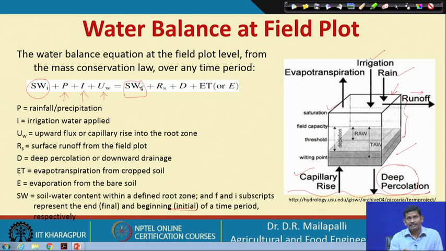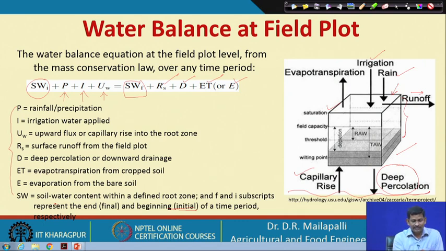This is equal to SWF. Suppose we are balancing daily, so this is the soil water content at the end of the day, plus the runoff loss plus deep percolation loss plus evapotranspiration loss. If you do not have a crop, then soil evaporation, or evaporation if there is water staying on top. These are the major components of water balance, and the explanation of each parameter is given here.